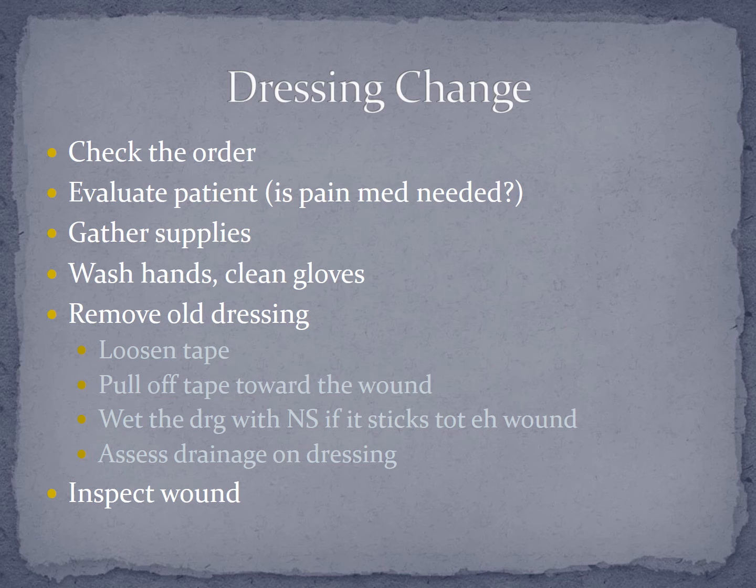You're going to remove the old dressing. Loosen the tape and then pull the tape and the dressing off towards the wound. If the dressing tries to stick to the wound, make sure that you wet it with normal saline. You do not want to pull off a dressing from a wound, because then you're pulling off healthy tissue. Make sure that dressing is moist, that it's wet, that you're not just ripping it off. And assess the drainage on the dressing. What color is it? How much is it? Because those are things that you're going to be documenting.